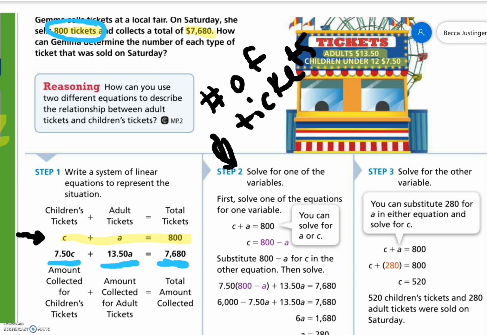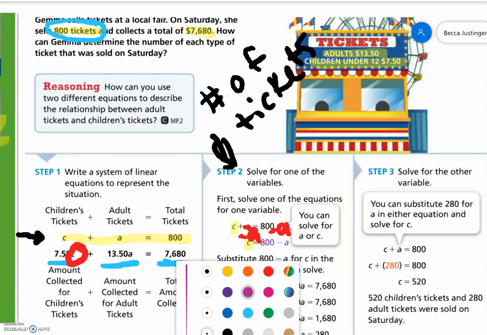So that's step 1. Step 2 is to solve for one of the variables, to get one of the variables alone. It does not matter which one. In this case, it's just as easy to solve for one or the other. In their example, they solved for C. So to get C by itself, they subtracted A from both sides. So that cancels, and we get C equals 800 minus A. So if C equals 800 minus A, wherever we see a C in that second equation, we can put 800 minus A. So instead of 7.50 times C, we put 7.50 and then 800 minus A in parentheses. And then rewrite the rest of the equation just like normal.